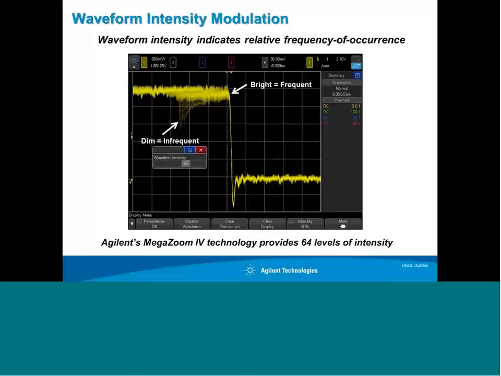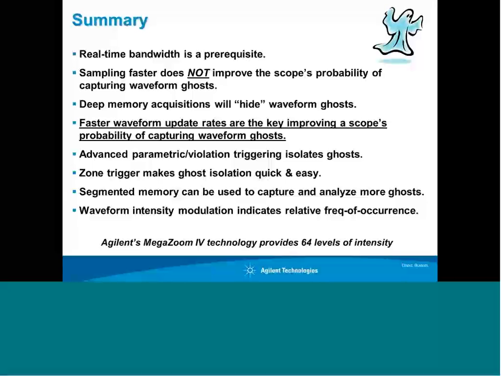So in this particular example, you can see up at the top of the waveform where it's bright, you can see the various shades. That gives you some information about the noise, and then the infrequent signals are very dim. Agilent's MegaZoom 4 technology, which is available in this particular scope, supplies up to 64 levels of intensity modulation, and that is actually more than the eye can detect. So if you come across a scope that has 256 levels, and we have some that have that, you can't see 256 levels of intensity. So 64 is more than enough. And to be honest, 16 levels of intensity is sufficient.